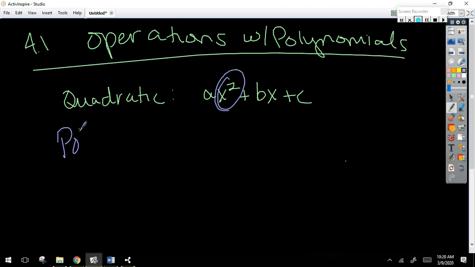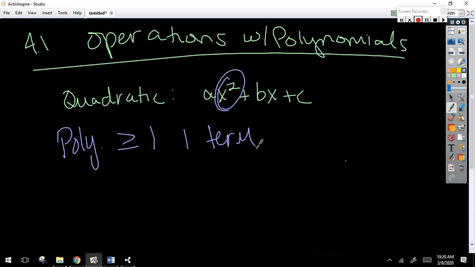A polynomial is greater than or equal to 1 term. If it's not, I forgot. Okay. I think it is. If it's not a bx, we consider it 0, correct? Yeah. So it could just have 1 term. It could have 2. It could have 10.